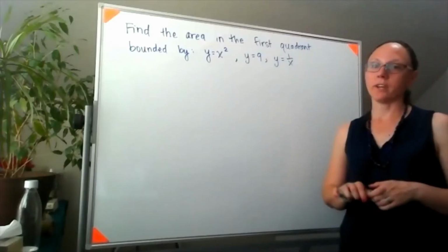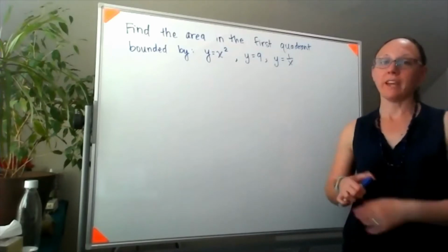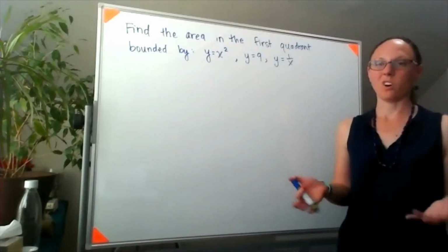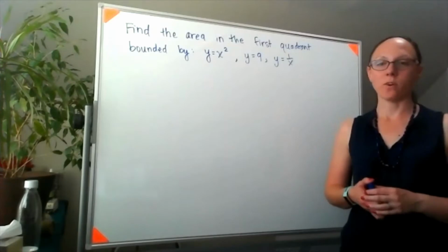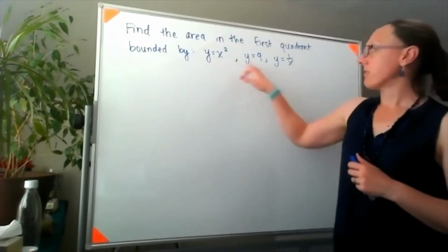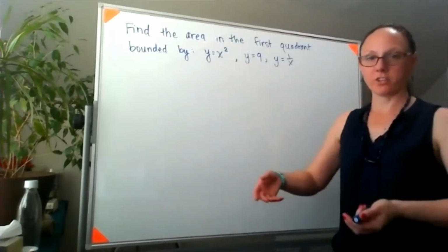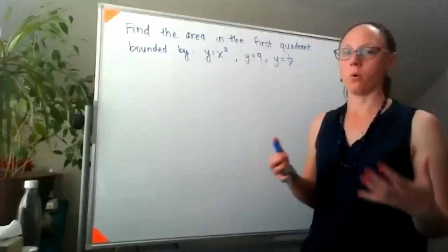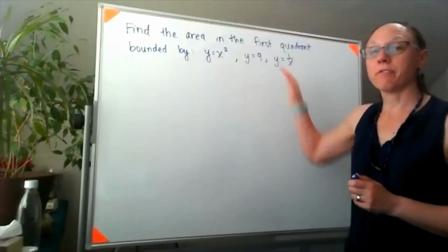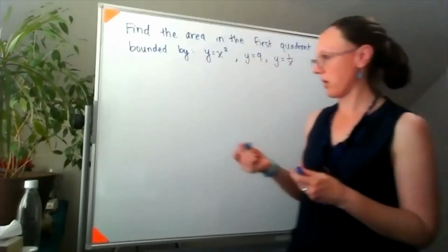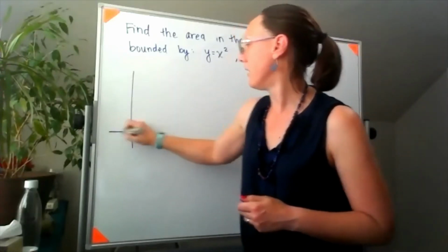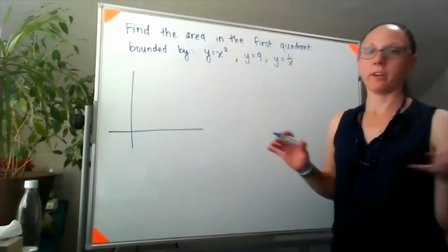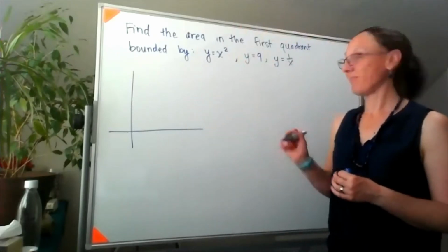The first thing we need to be able to do is to draw a picture, or at least a rough sketch of what's going on. Each of these should be fairly straightforward for us to sketch. We just need to make sure we get them on the graph more or less accurately. The fact that I only care about the first quadrant means I'm only going to worry about that first quadrant.